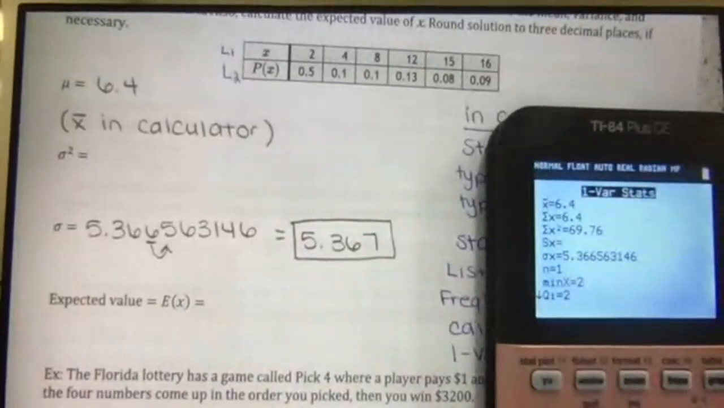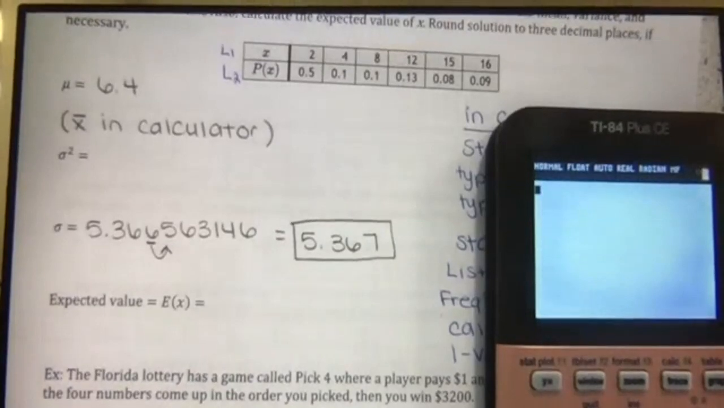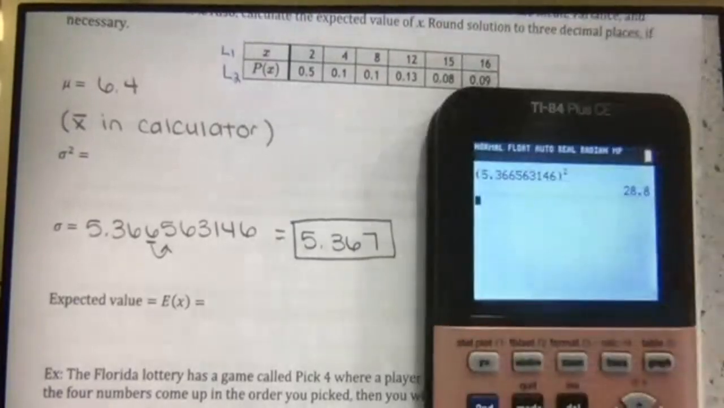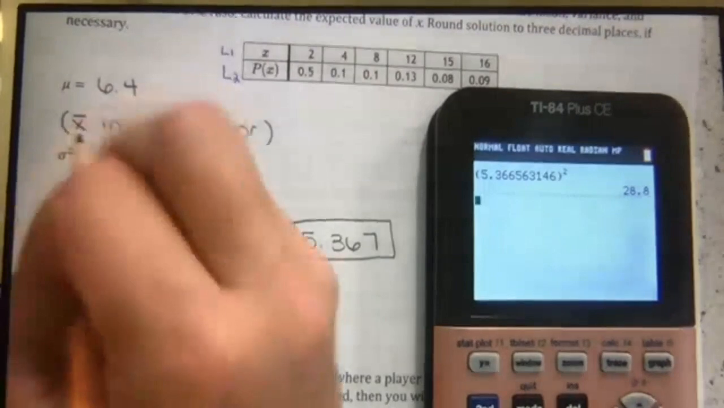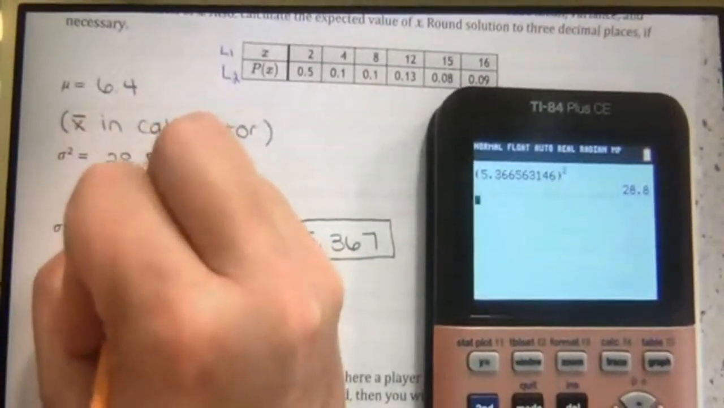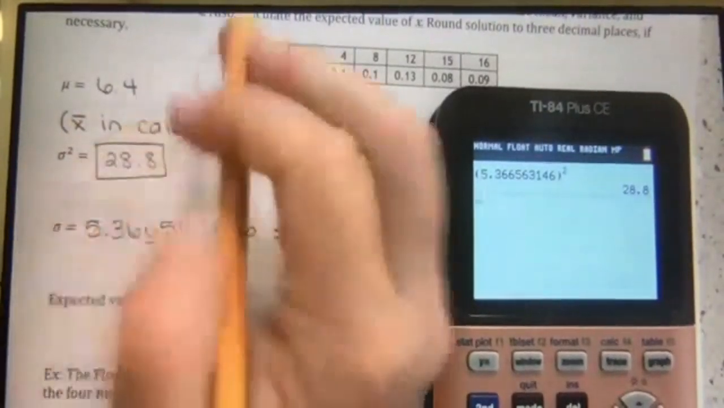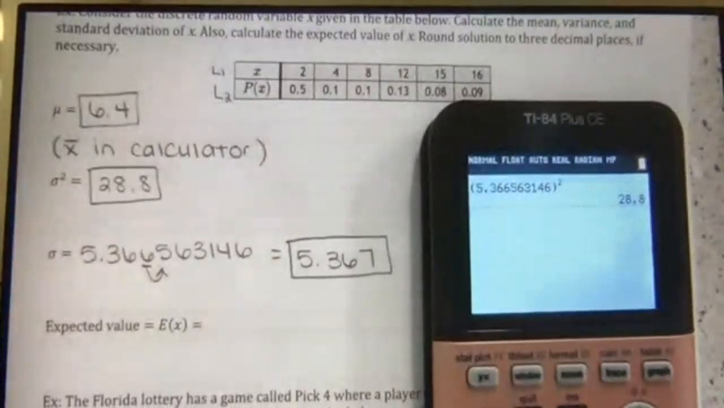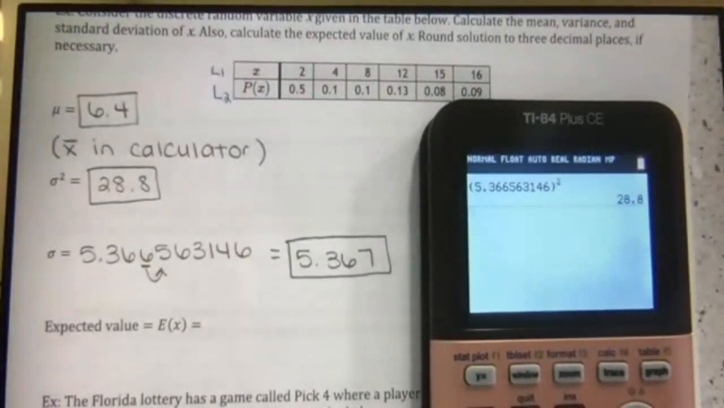Remember, on our calculator, it doesn't give us sigma squared, but that's okay. So if I just want to go out, I can press clear, or I can do second mode, which is our quit button. And I'm going to square this. So in parentheses, 5.366563146 squared. Remember, I like to write it all out so that way I don't mess up my roundings. And we're left over with 28.8. You would get the same thing if you did these crazy formulas, but you paid a lot of money for these calculators, so I want you to get your money's worth, and this is a heck of a lot easier than plugging in those crazy formulas.